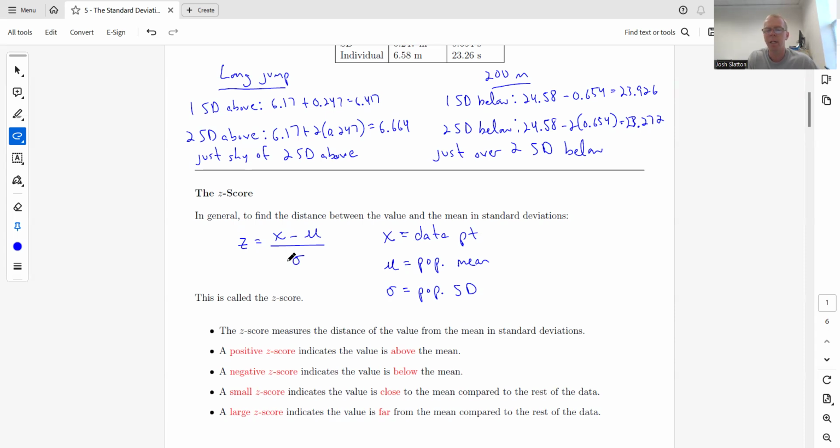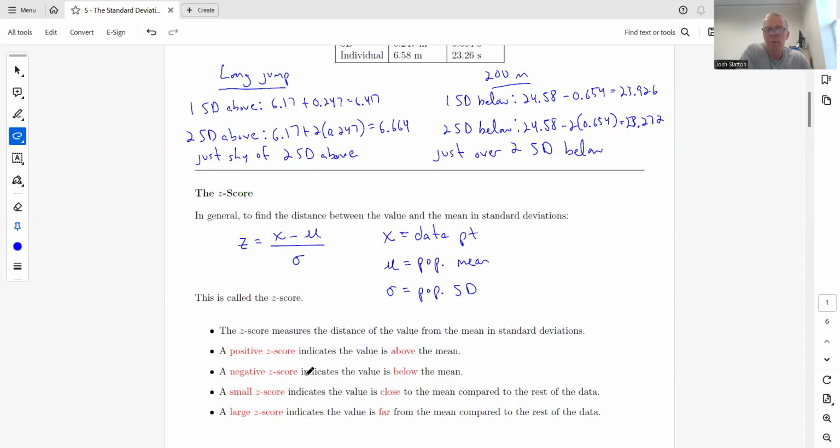So now we can take any quantitative data point from a quantitative population and see how it compares to other data points from a different population. So this is called the z-score. The z-score measures the distance of the value or the data point from the mean in standard deviations. So a positive z-score, if we calculate this and we get a positive number, the data point is going to be above the mean. So if this is positive, then obviously x has to be more than mu. Negative means that x has to be smaller than mu.